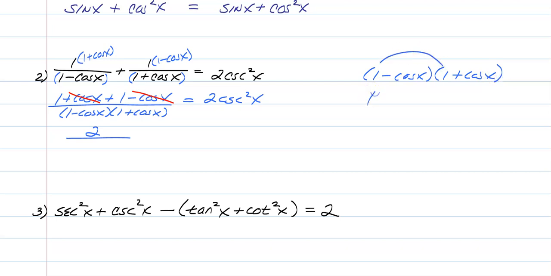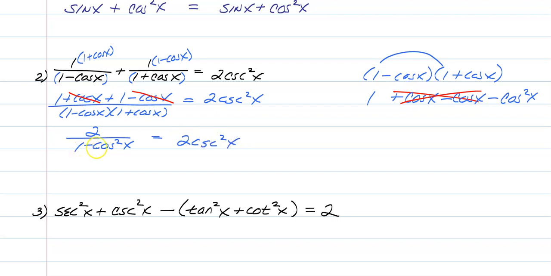1 times 1 is 1. 1 times a positive cosine X is a positive cosine X. Negative cosine X times 1 is a negative cosine X. And negative cosine X times a positive cosine X is a negative cosine squared X. Old school math. Check it. Boom. Positive and negative cosines cancel. So your denominator is now 1 minus cosine squared X, and that's equal to 2 cosecant squared X.